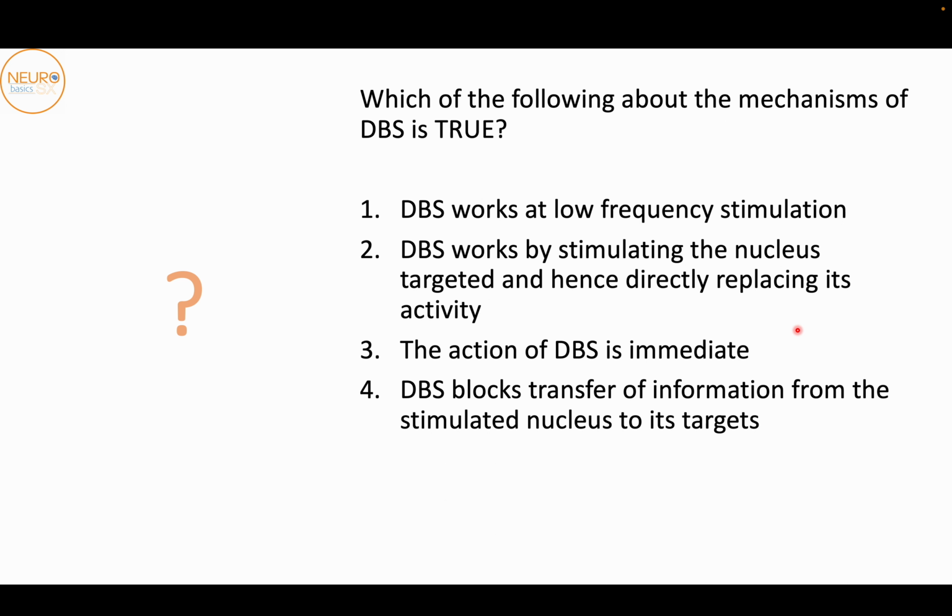The second question is, which of the following about the mechanisms of DBS is true? DBS works at low frequency stimulation. DBS works by stimulating the nucleus targeted and hence directly replacing its activity. The action of DBS is immediate. DBS blocks transfer of information from the stimulated nucleus to its targets.